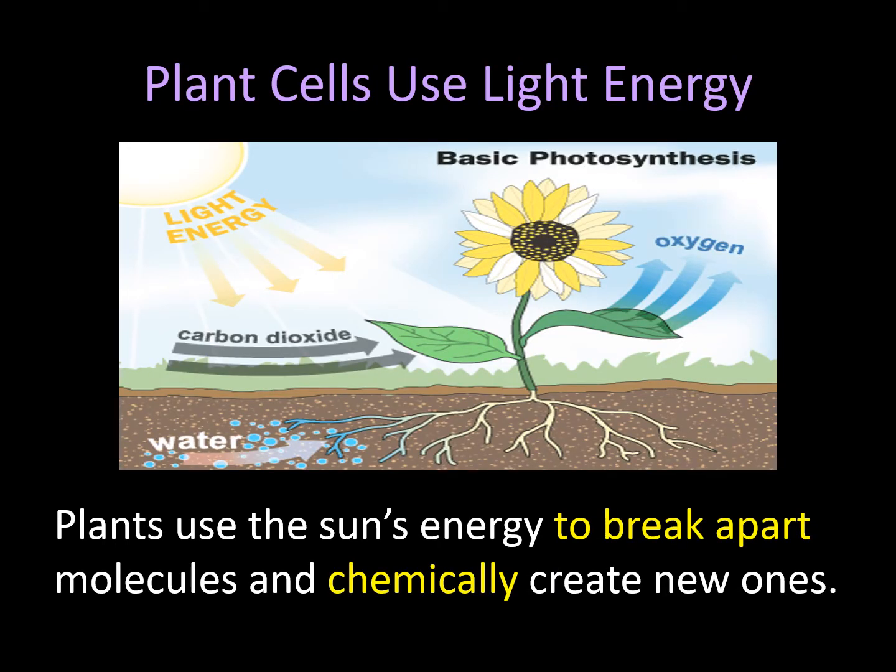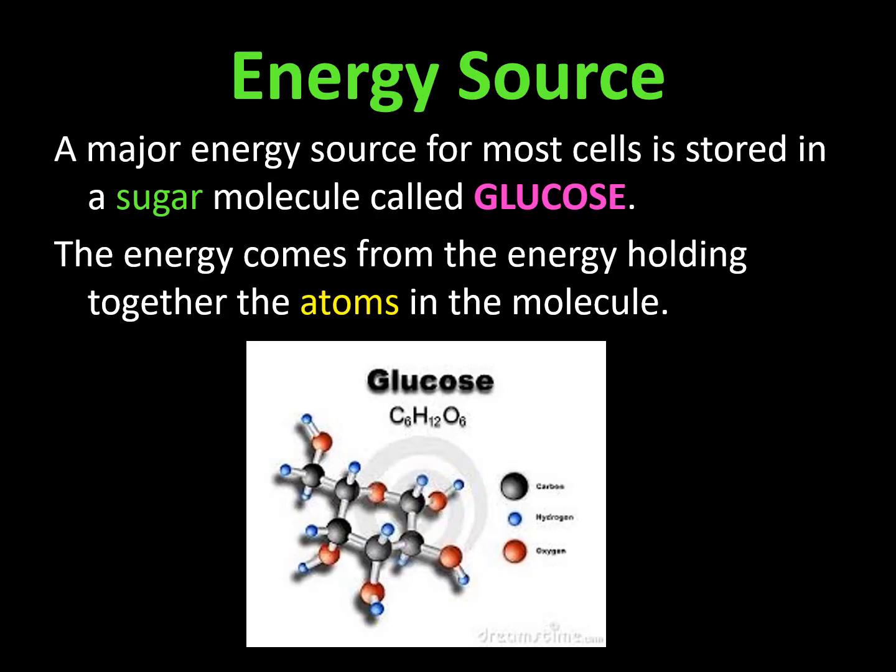Plants are going to use that sun's energy in order to break apart molecules and chemically create new ones. It's kind of a simple little recipe. So we know we need energy. Plants need energy. Animals need energy. And our energy source is this molecule known as glucose. It's a type of sugar.